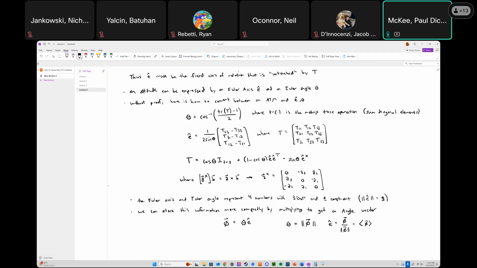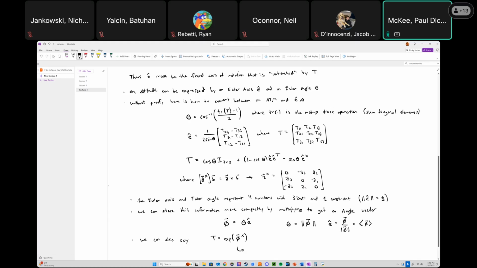And if you want to, we can also say that T is the exponential function applied to the cross product matrix made out of this angle vector. Or you might see this written as e to the power theta cross. This is mathematically true, but this is rarely done in practice.